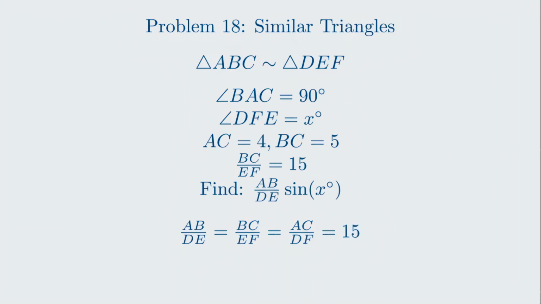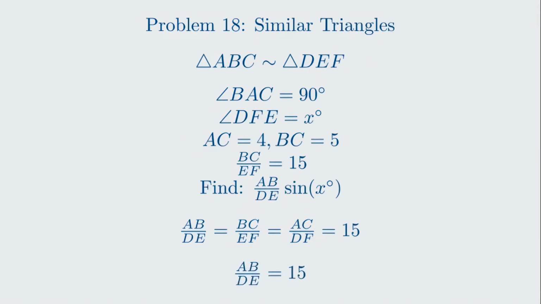All corresponding side ratios are equal. So we found the first part of our expression. AB over DE is 15. Now let's find the sine of x. First, we need to know what angle corresponds to angle DFE.